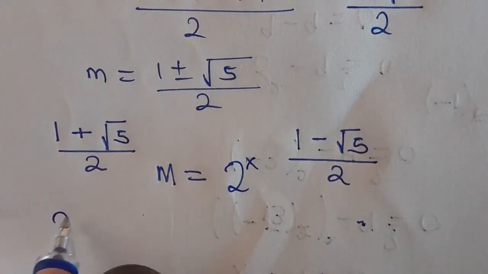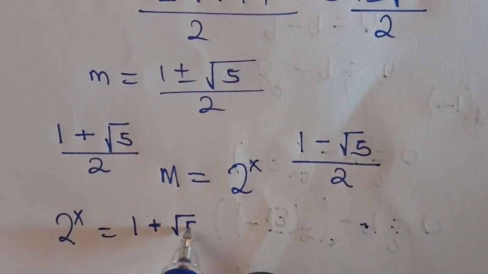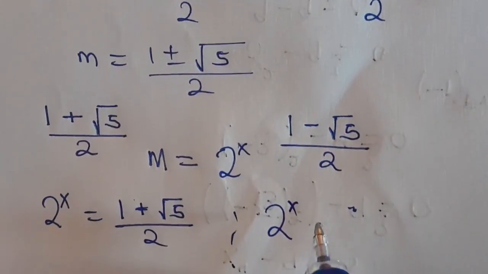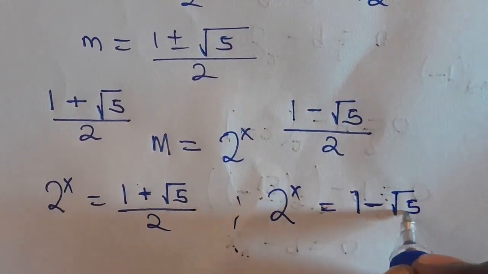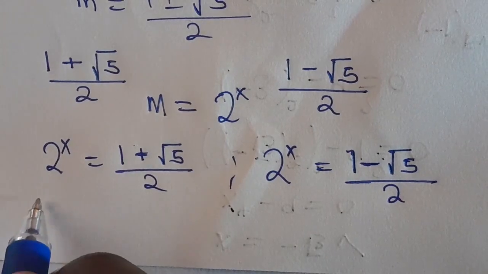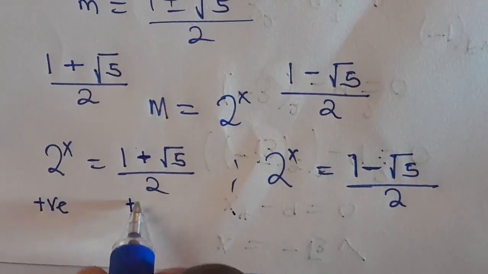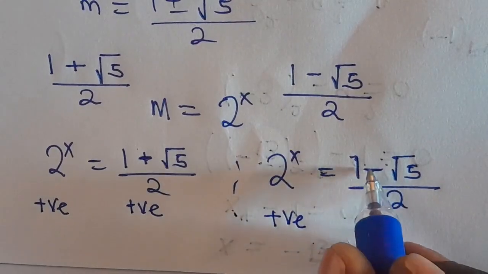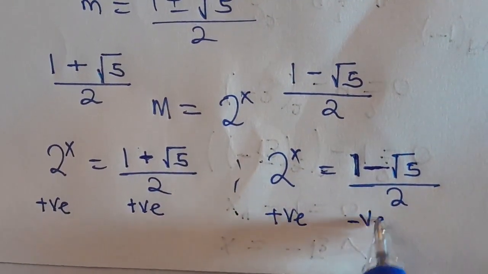for here we have 2 raised to the power x equals (1 plus square root of 5) divided by 2, and we also have 2 raised to the power x equals (1 minus root 5) divided by 2. But one thing is, from here we are going to have the positive, and from here, because of this negative, and we have 1 here, we are going to have negative.